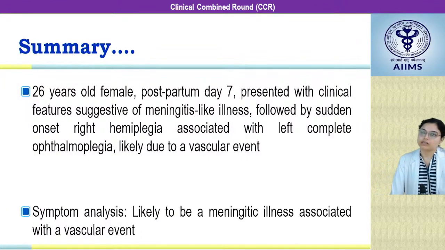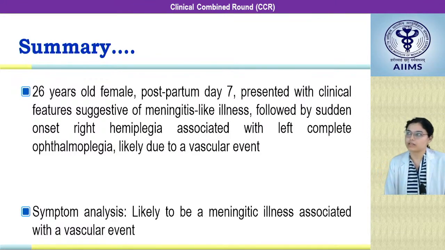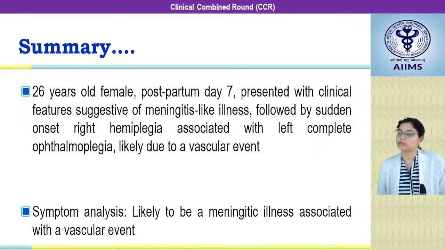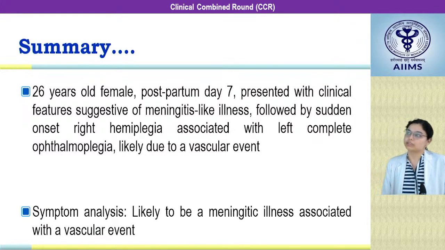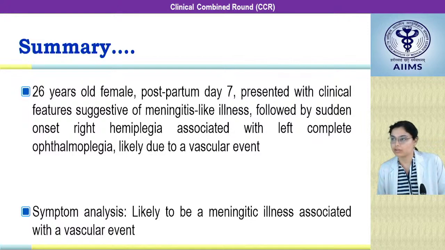So summarizing from the history and examination, she was a 26-year-old female, postpartum day 7 when she came to us, and presented with clinical features suggestive of a meningitis-like illness, which was followed by a sudden onset right hemiplegia associated with complete ophthalmoplegia in the left eye. So likely due to a superimposed vascular event.